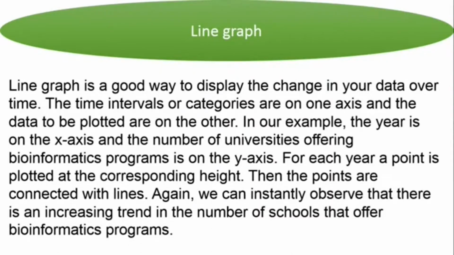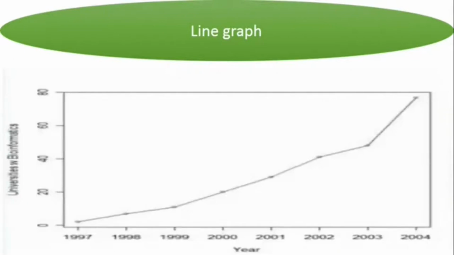Again, we can instantly observe that there is an increasing trend in the number of schools that offer bioinformatics programs, as you can see in this line graph on your screen. You can see the evolution of the number of universities offering bioinformatics programs according to the year. So it's the growing trend of the number of universities, as you can visualize right now.